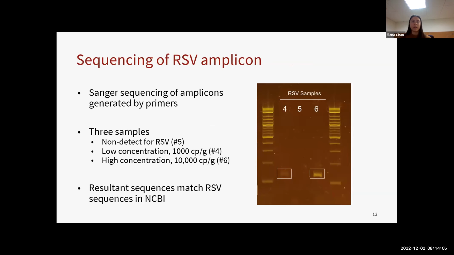And so this figure here just shows 3 samples for RSV. So in well 5, you can see a sample that was non-detect for RSV, and well 4 is a sample that had low concentration, and in well 6 is a sample that had high concentration. So we could see that we were in fact amplifying the intended target, and this was further confirmed by making sure that the resultant sequences match those sequences in NCBI.